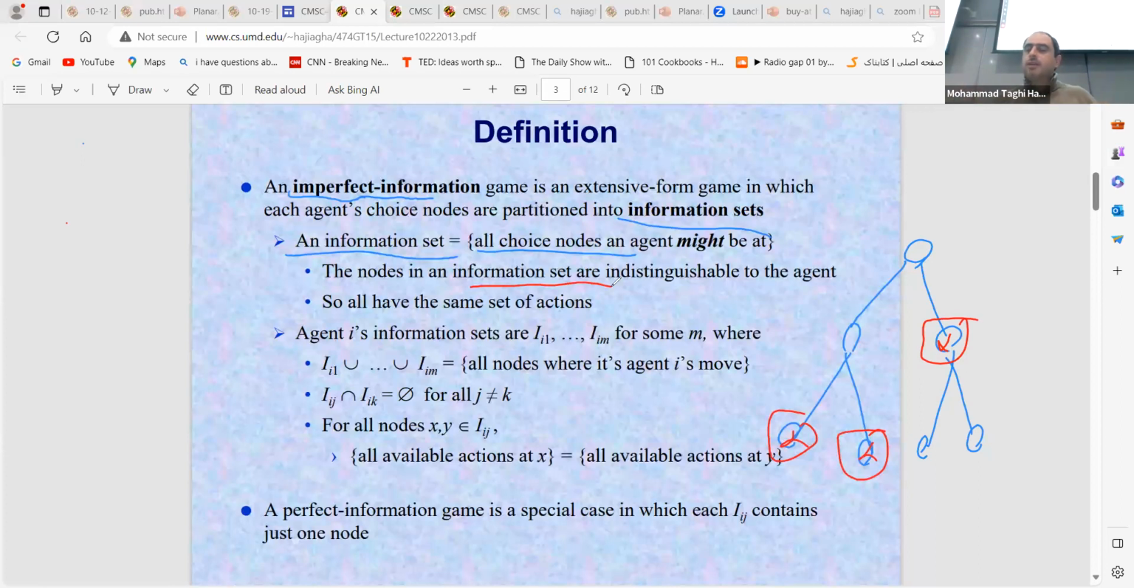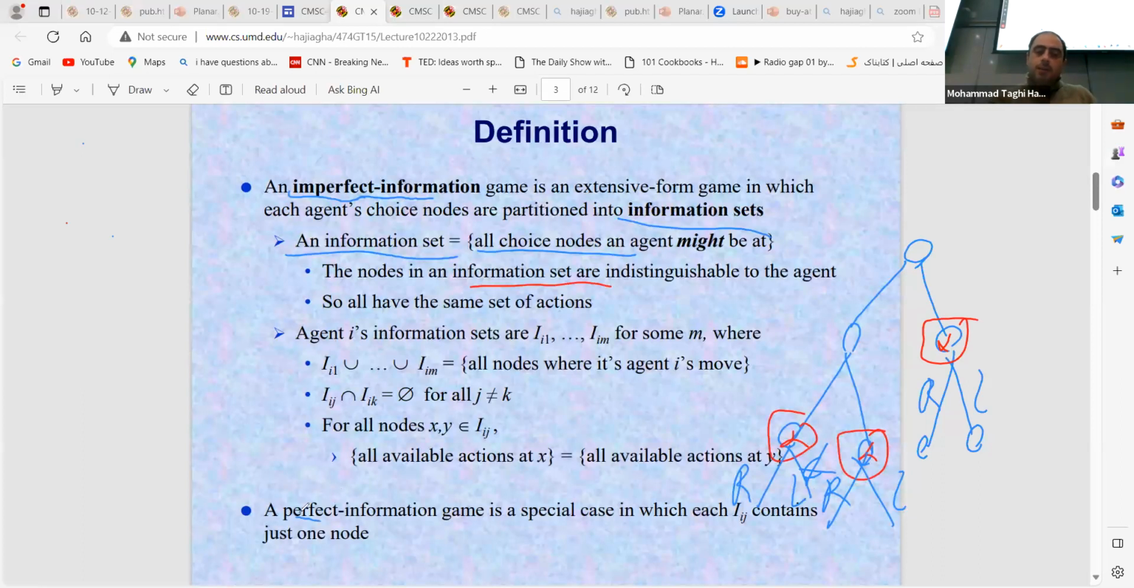As a result, they should all have the same set of actions. For example, all of them have R and L. It cannot be the case that one has R and L and another has R and C. It should be R and L, because if you are at the same node, you have the same information, so the set of actions should be the same. That comes naturally from the definition that the nodes in an information set are indistinguishable. It means the set of actions should also be the same, because otherwise you could tell which node you are in. So that's the idea.